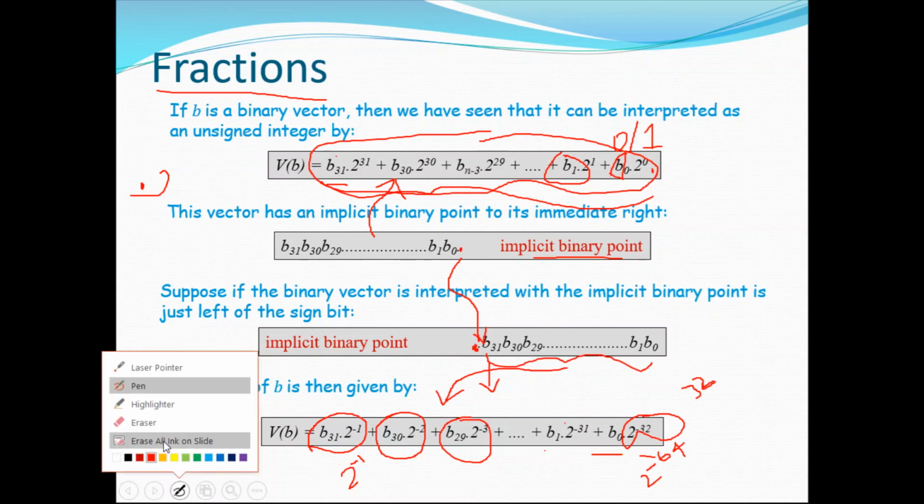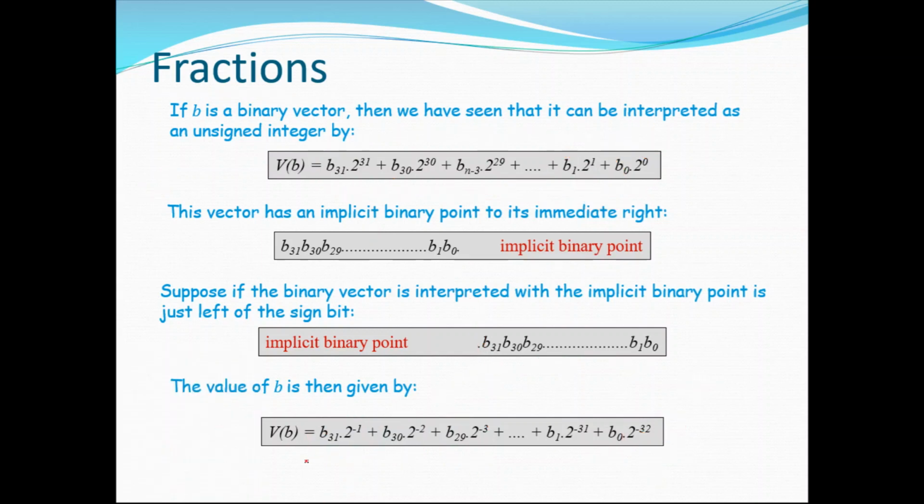Again, this is actually interesting. 2 to the power minus 1 is 0.5. Assuming this bit is 1, if you multiply it with 2 to the power minus 1, it is 0.5. Assuming this bit as 1, if you multiply it with 2 to the power minus 2, it is 0.25. So if you see, 0.25 is exactly half of 0.5.